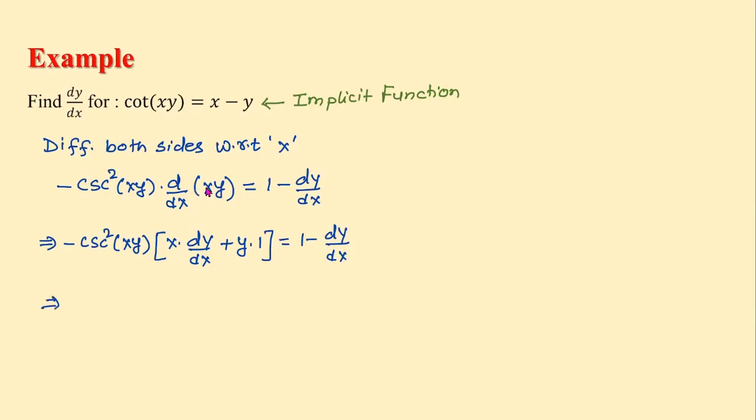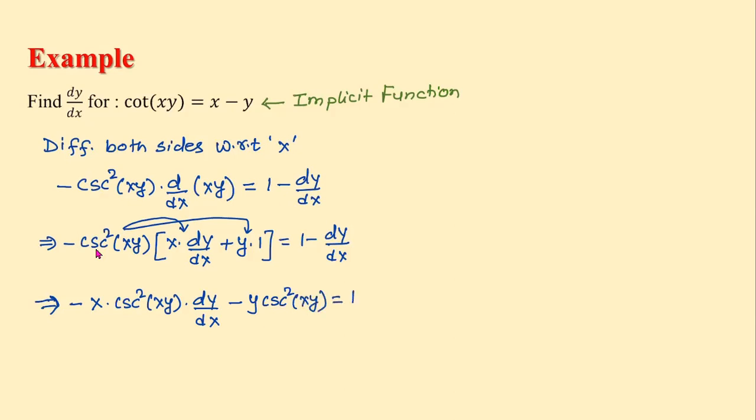Now, in order to find dy over dx, we need to simplify the left-hand side by distributing this negative cosecant squared xy to these two terms here. If I multiply with the first, it will be negative x times cosecant squared xy times dy over dx. Then plus and multiplied with minus will be minus y times that quantity, so y times cosecant squared xy equal to 1 minus dy over dx.